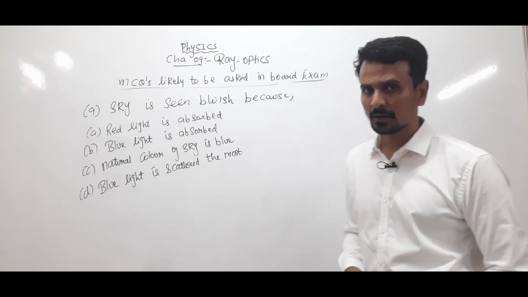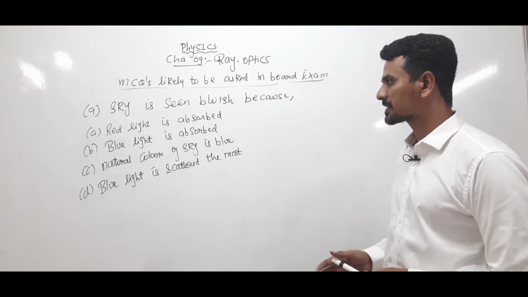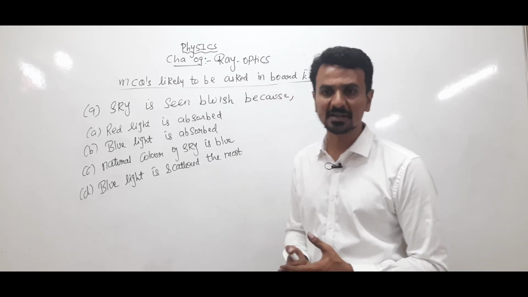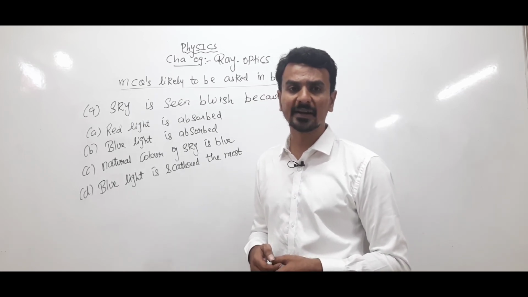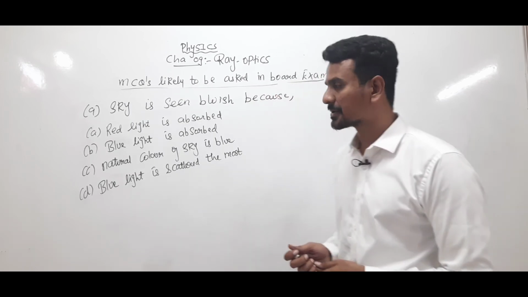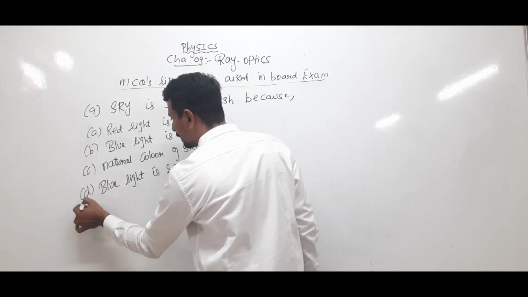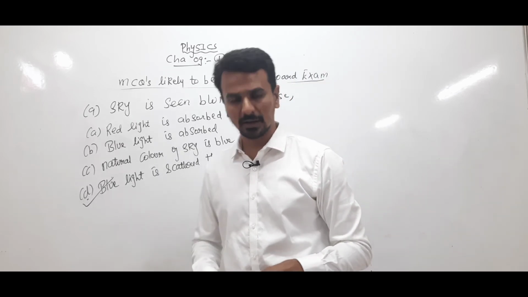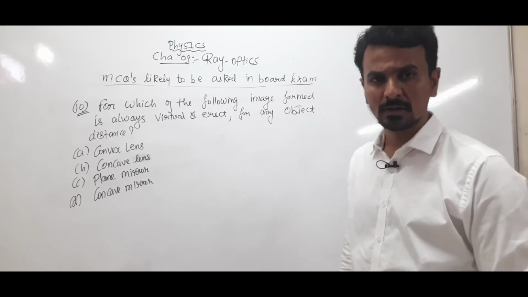Ninth one. The sky is seen bluish because blue light is scattered the most. You know, the scattering of blue light is nearly 8 to 9 times greater than that of red light. So the sky will be seen blue because it is scattered the most. This is again a theoretical MCQ. D is your correct option. Fine. The next one.